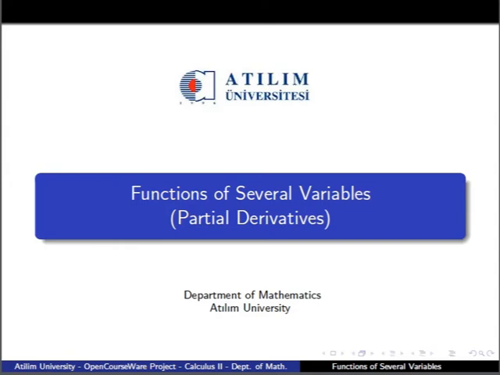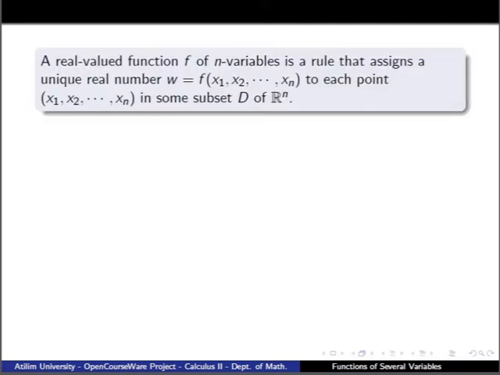Lectures. Today, in the 8th lecture, we will talk about functions of several variables and also partial derivatives, including the chain rule. Let us start with the definition of an n-variable function. For this, if you look at the notes, this definition is very similar to the definition of a one-variable function. The only difference is related with the domain set.